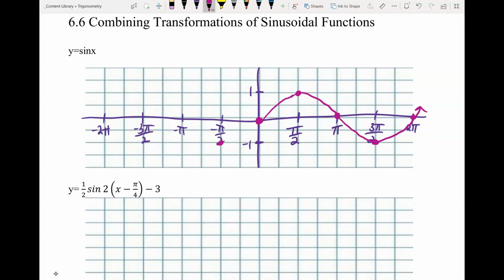I already drew one period, but I can just draw another one just to get the full picture of our graph. So it's going to look something like that. So that's y equals sine x.